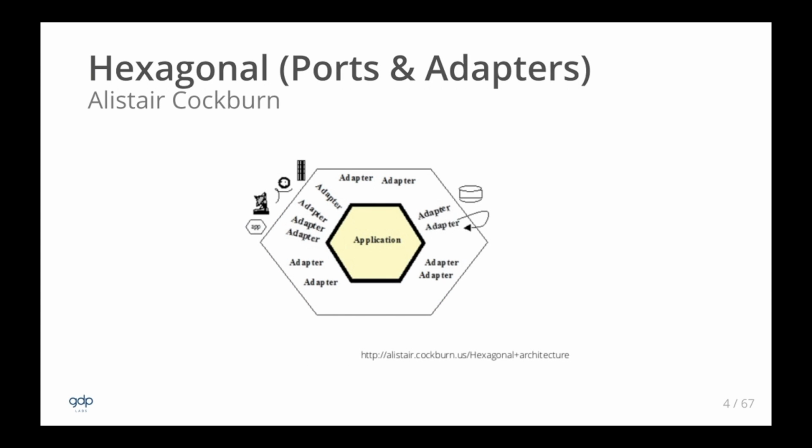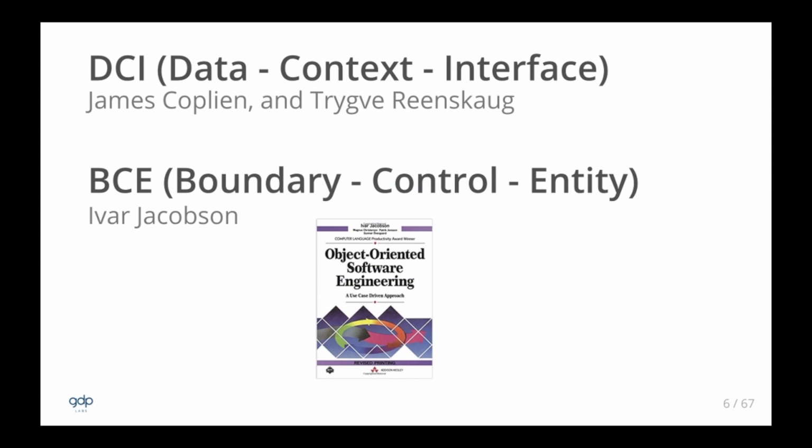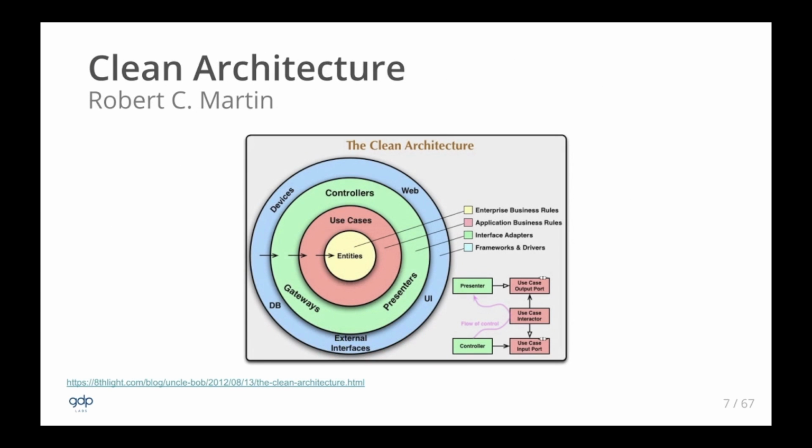Before clean architecture, there was hexagonal architecture by Alistair Cockburn. Some people refer to it as ports and adapters. And there's onion architecture by Jeffrey Palermo. There's also DCI and BCE. And then finally, Uncle Bob came out with clean architecture.